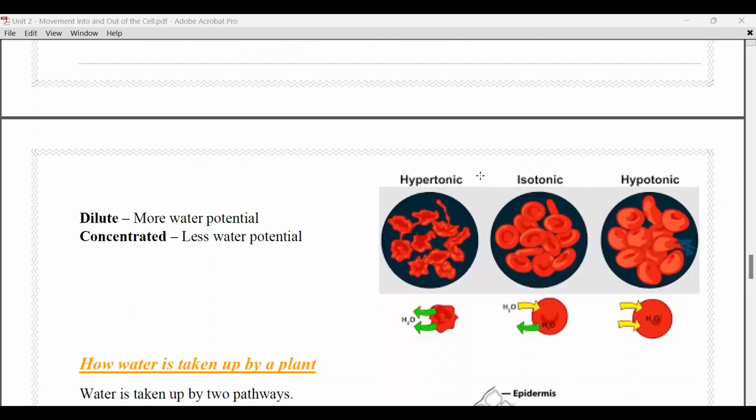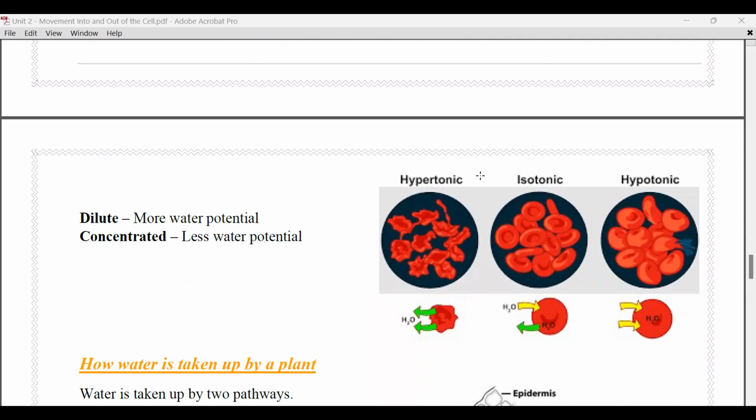When it comes to cells and osmosis, we come across three common terms, which are hypertonic, isotonic, and hypotonic, used in describing these solutions. Hypertonic is a term used when a cell is placed in a concentrated solution and water continuously leaves the cell.